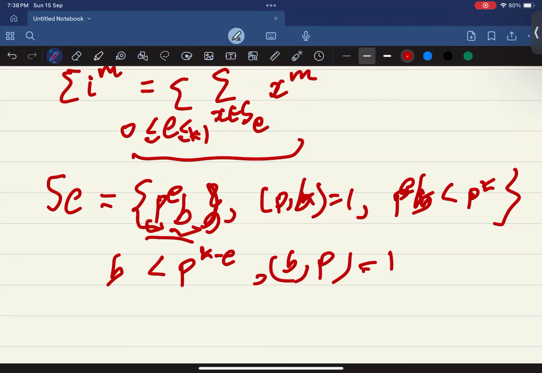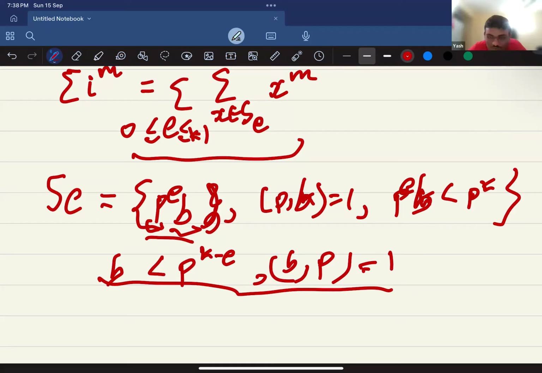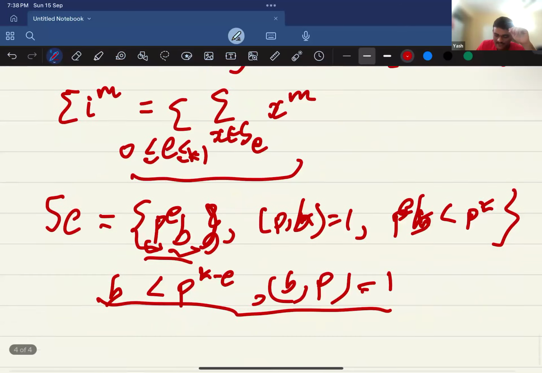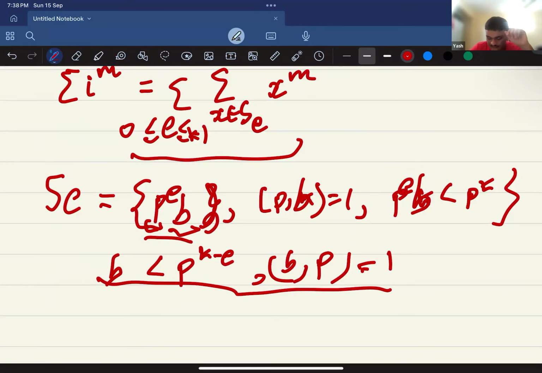So what is this? Phi of p to the power k minus e? No, I'm not counting the number. I'm saying that this is precisely what I was looking for. This is like S_0 for the case p to the k minus e. You get that this is breaking down the problem. These b are nothing but the elements that are coprime to p in the residue set of p to the k minus e. Yeah, I get that. You get that?